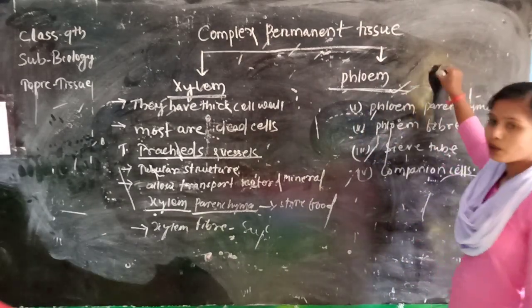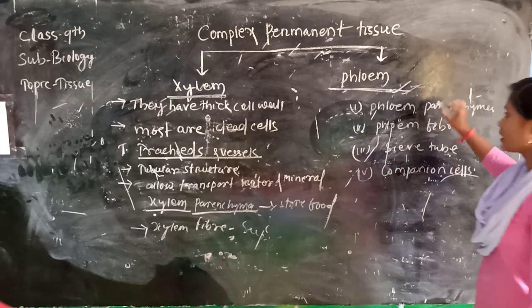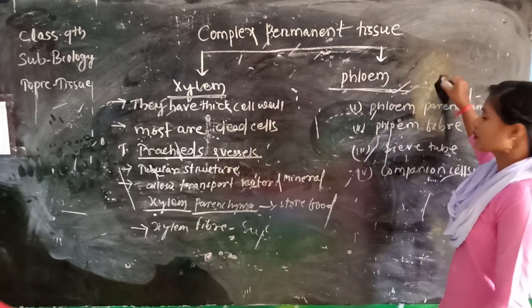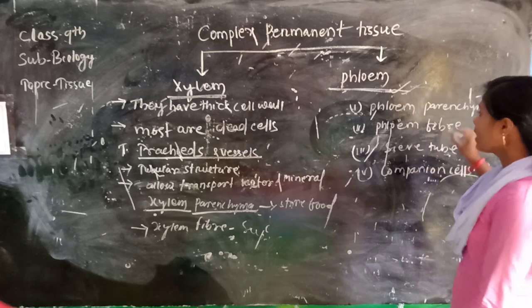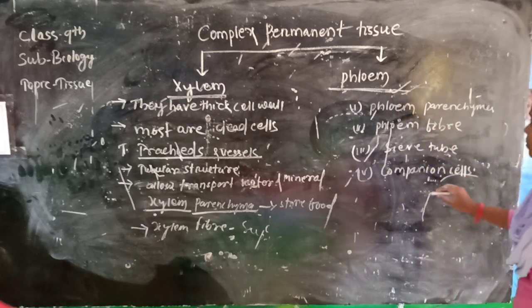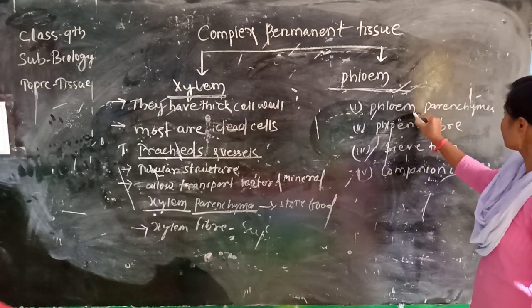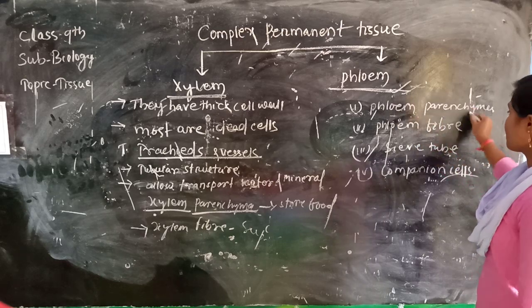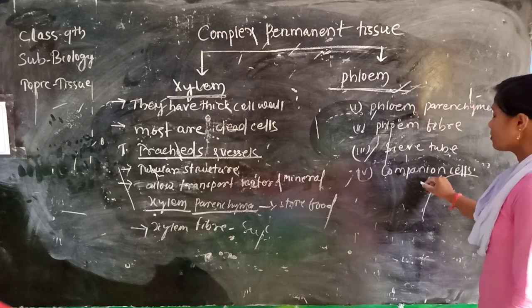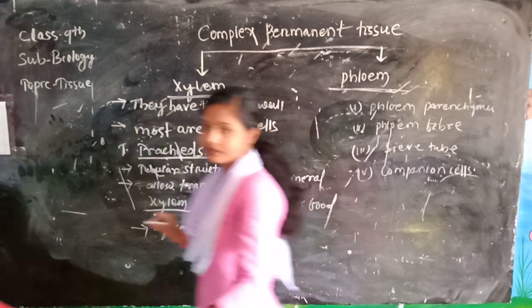Then phloem is called food conducting tissue. It conducts food from leaves to the different parts of the plants. It consists of four types of tissue, that is, phloem parenchyma, phloem fiber, sieve tube and companion cell.